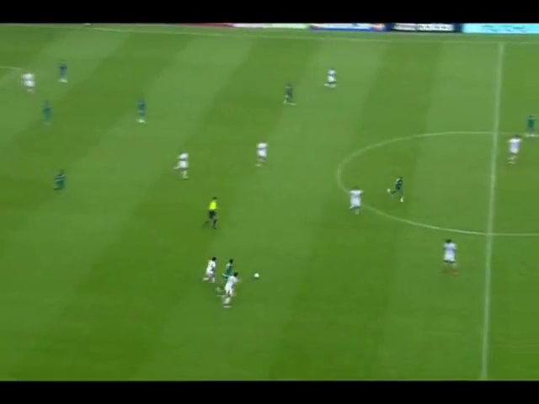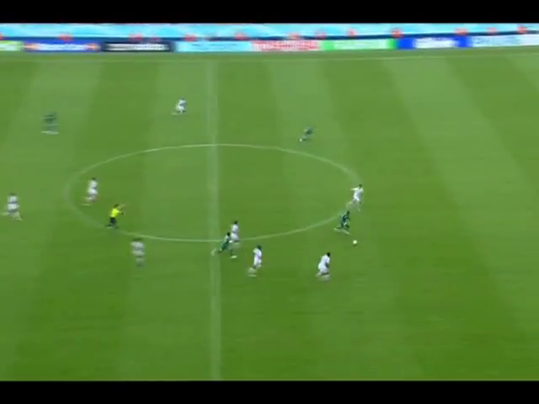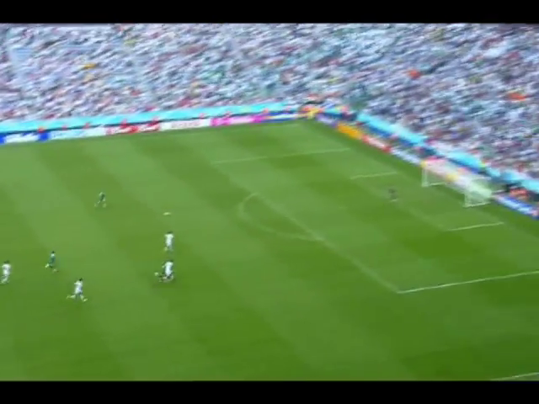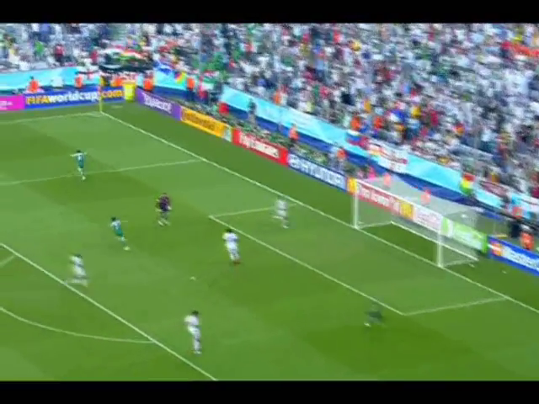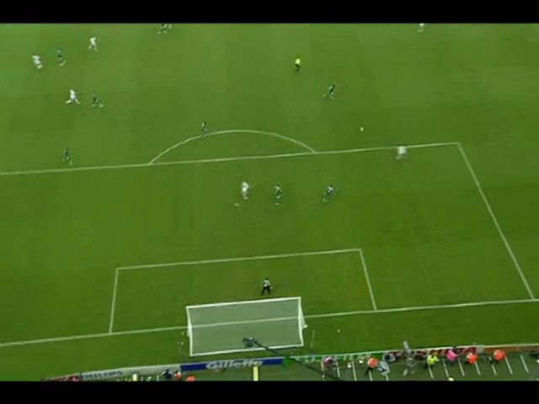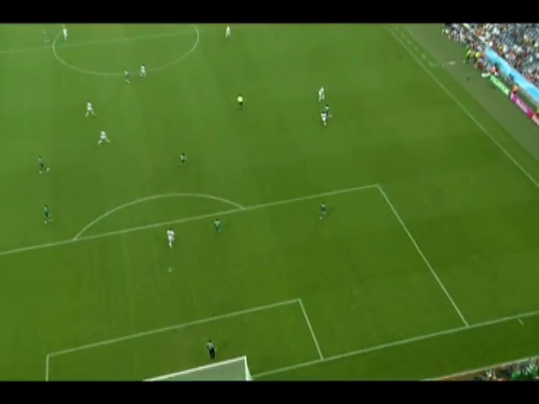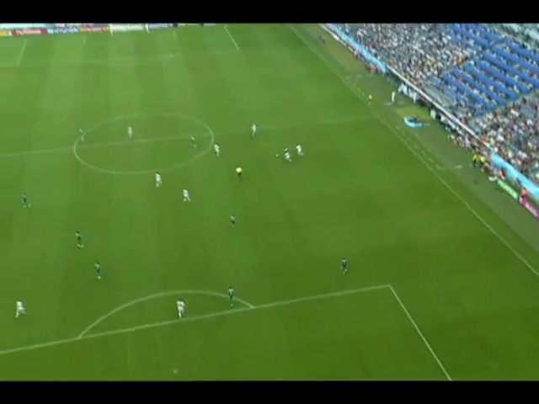The assistant referee must use the wait and see technique in order to allow play to continue, and not to raise the flag when the team against which an offence has been committed will benefit from such an advantage. In this case, it's very important for the assistant referee to make eye contact with the referee.